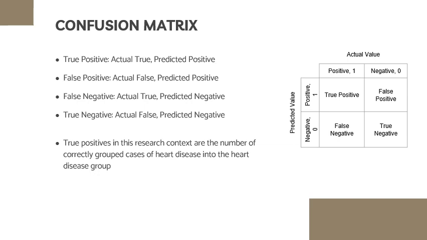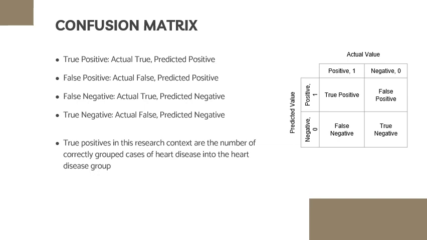So there are 4 components in the confusion matrix, which are true positive. These are actually positive, which means that those predicted as positive are correctly classified. And then we have the false positive, which are actually negative and predicted as positive. So they are misclassified.